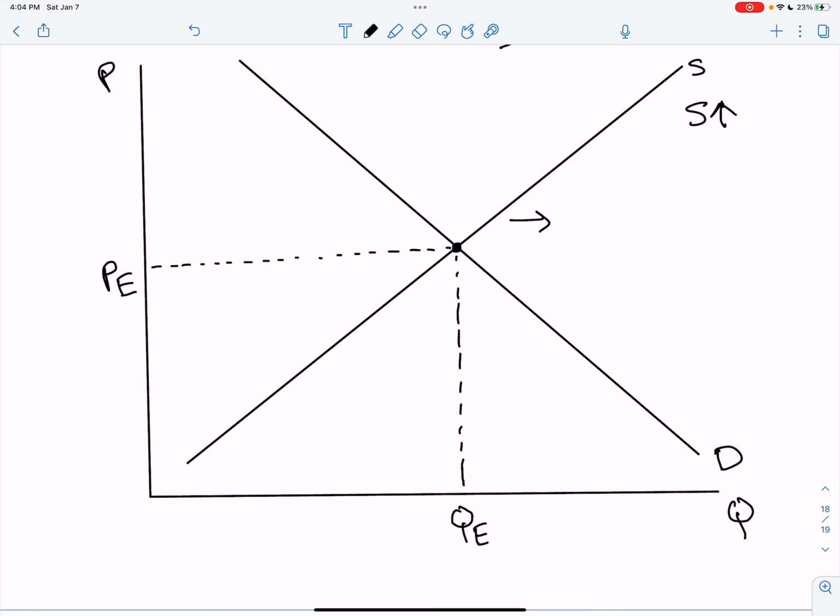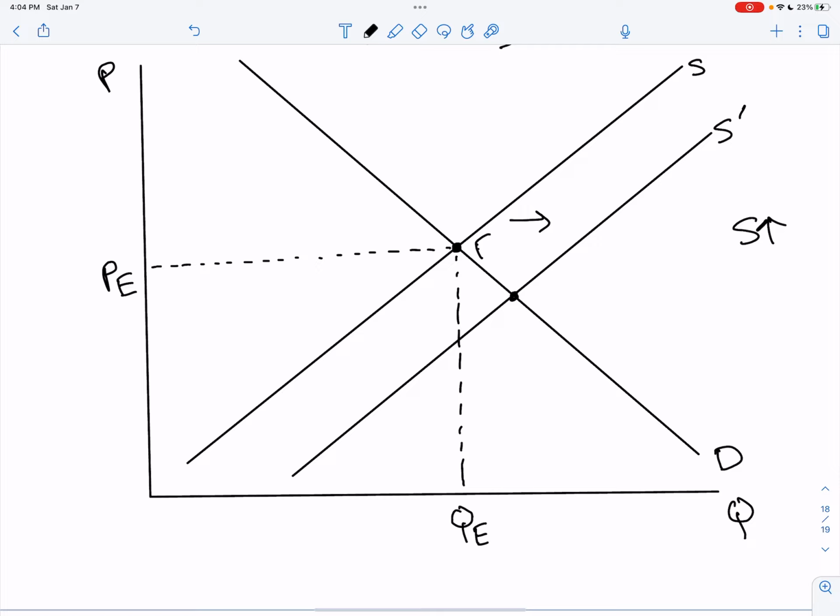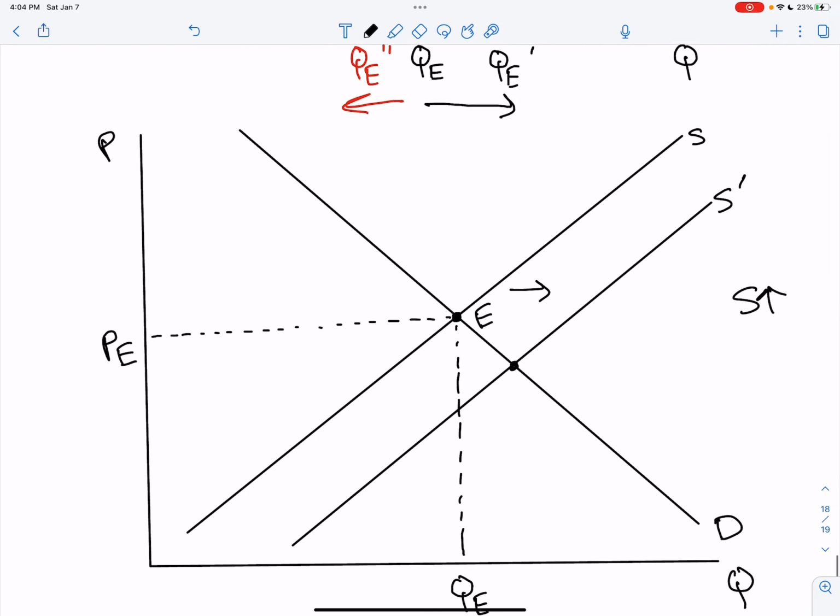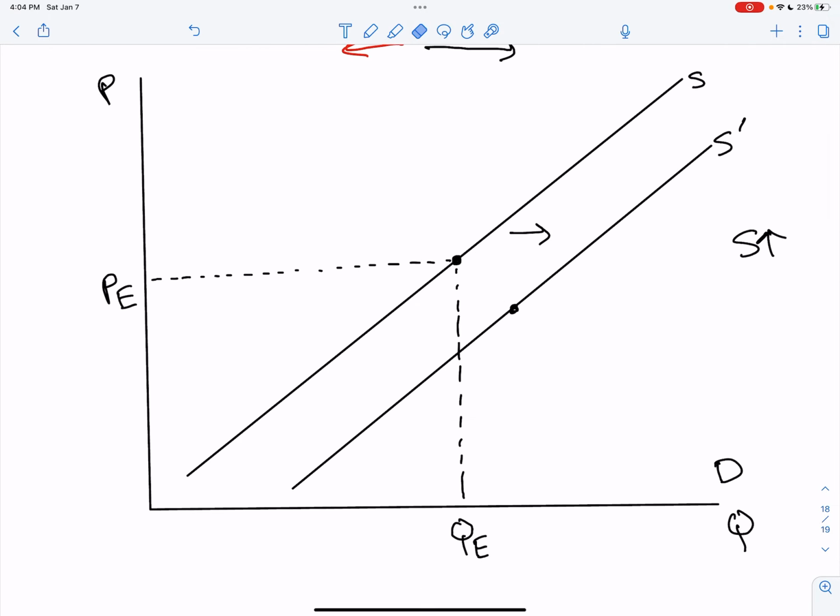We draw a rightward shift in our supply curve. Let's move this over here. So, this is our new supply curve, and we're wondering what happens when supply goes up. Okay. Well, as before, we draw our new equilibrium point. By the way, I did not put in the E there. Okay, let's leave it. Okay, so supply curve shifts to the right.